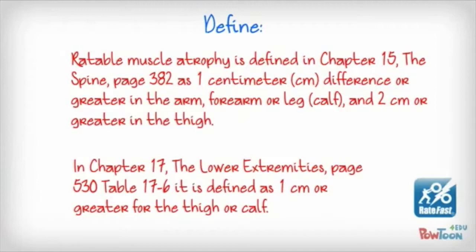The next chapter is chapter 17, the lower extremities, and on page 530 at table 17-6 you can take a peek, and there you'll find that atrophy is defined as 1 centimeter or greater for both the thigh and the calf. So the main thing to watch out for is when you're looking for ratable atrophy, either when you're creating a report or when you're reviewing reports, that you make sure the correct chapter is being applied with the correct definitions.